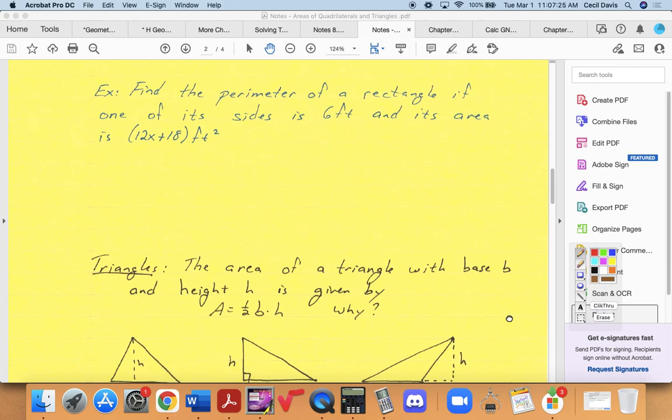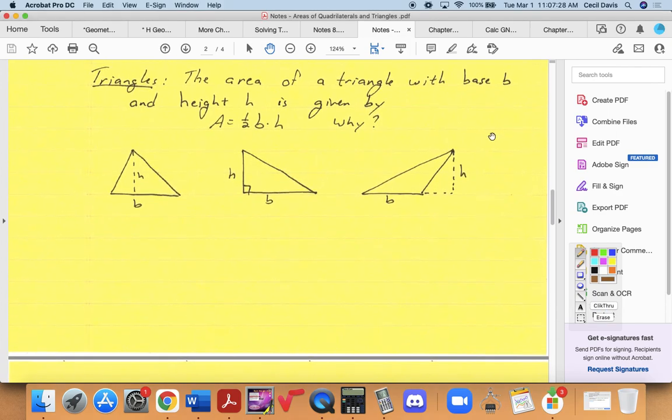Okay, then triangles. You've known this formula for a long time. The area of a triangle with base b and height h is given by area is equal to 1/2 base times height. My question to you is, well, why is that? Because the triangle is half of a... Not always, but you're close. It's always half of a... No. So yeah, now you've gone too far.